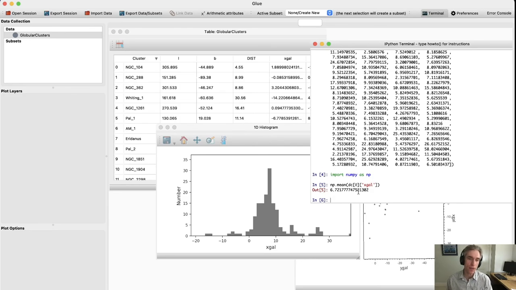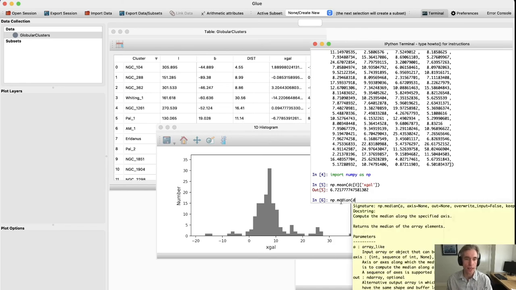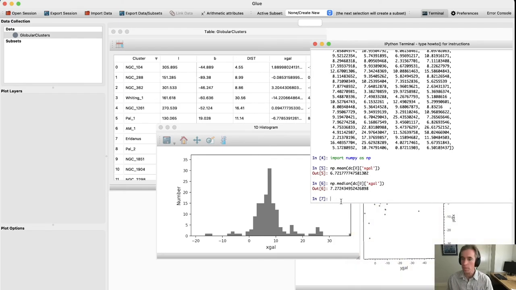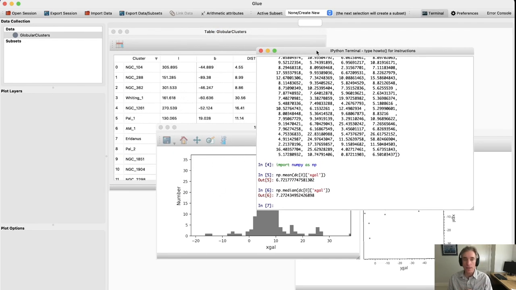Something you can do is say, well, maybe it's being thrown off by us not seeing globular clusters on the other side of the galaxy very effectively. So we can consider a different central estimator of xgal. We're going to use the median and see if that gives us a different value. 7.2. Okay, so this is pretty cool. What this is saying is that we're not located at the center of the galaxy. The globular clusters seem to indicate we are located off at another distance. But using this information, we can figure out roughly where the galactic center is.